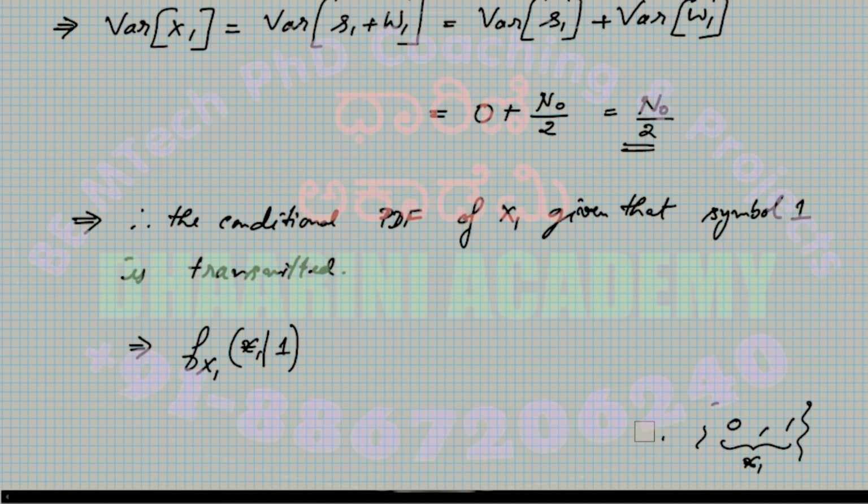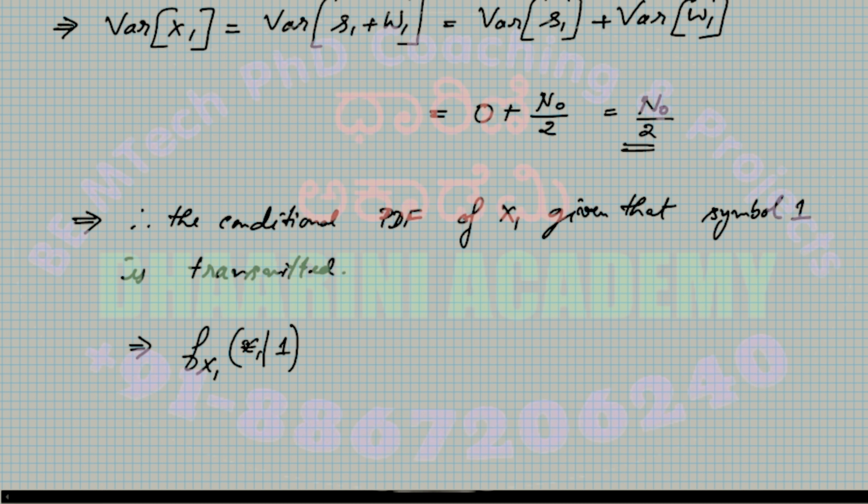I think you have already come across the conditional PDFs in mathematics, correct? So this is the same representation. If you are able to recall, I'll proceed further. Small f is the notation for a PDF, with capital X1 as a suffix indicating the random variable which we are talking about.